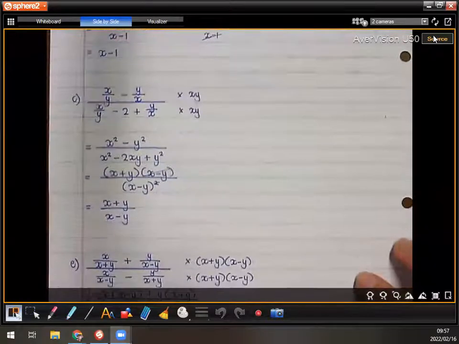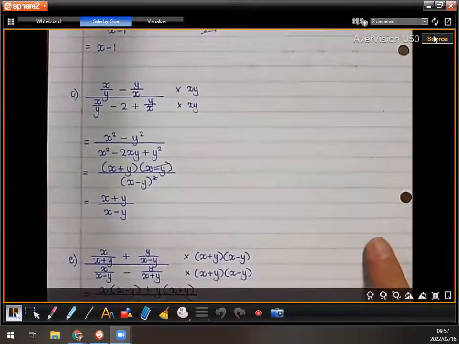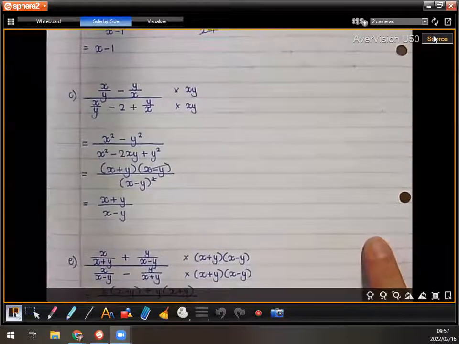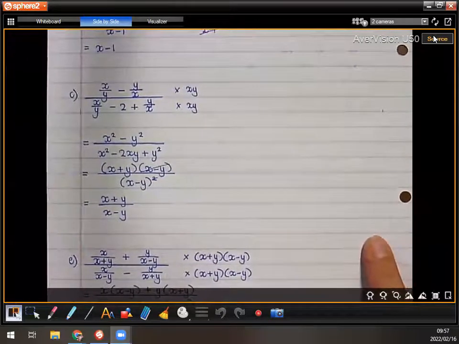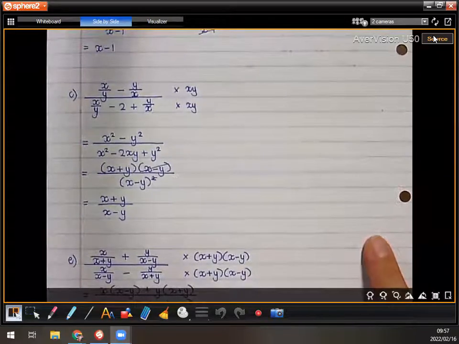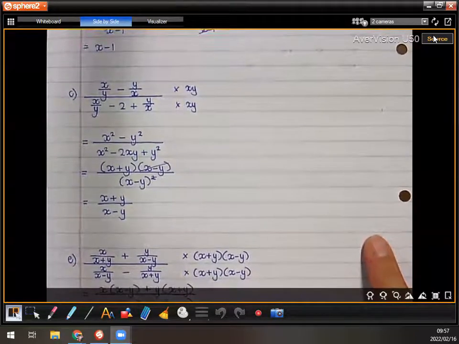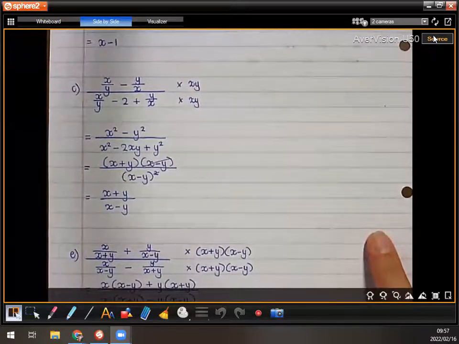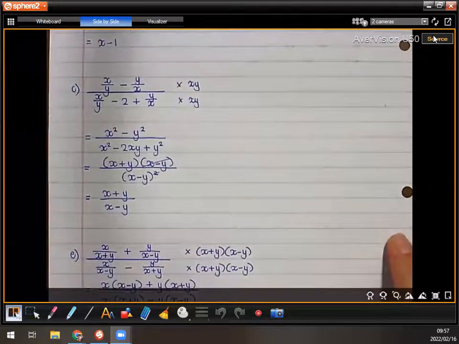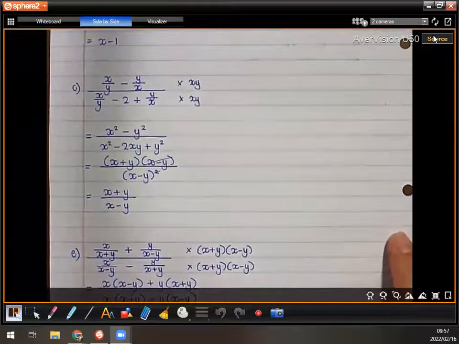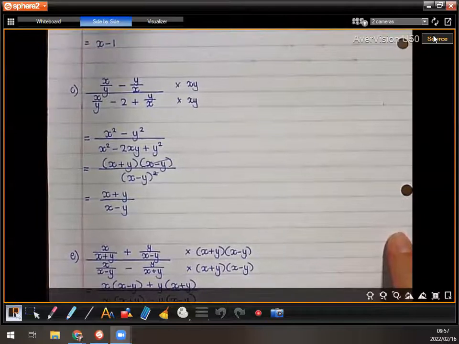All right, C was a little bit more complicated. The LCD was XY in this case. So at the top, you ended up with a difference of 2 squares, and at the bottom with a trinomial. Let me know if you guys have any questions, if you want me to go through any of those steps.